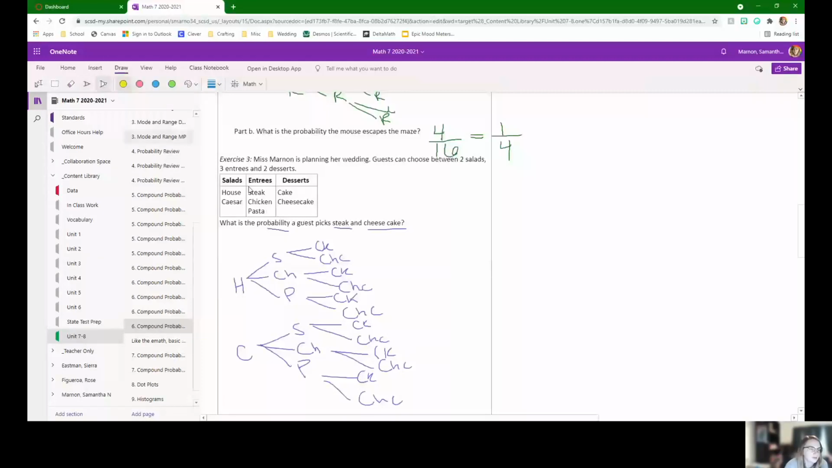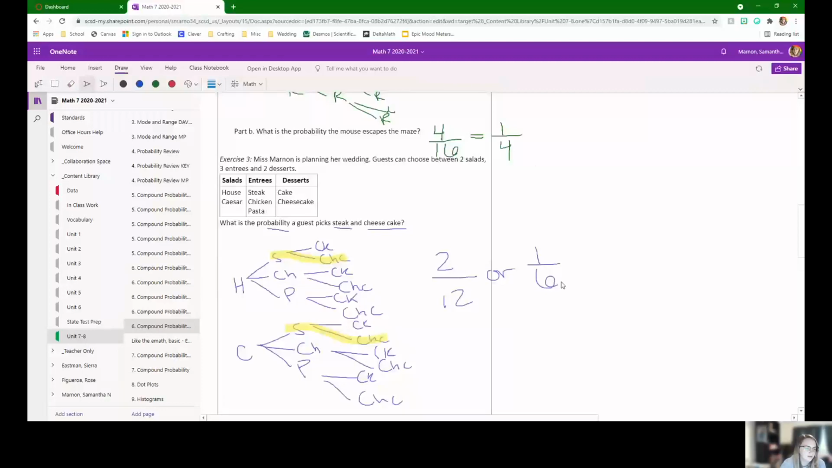So let's go through and find the ones. If they get steak and cheesecake, that's this option here, or steak and cheesecake. So there are two possibilities. They could get the house salad with steak and cheesecake, or they could get the Caesar salad with steak and cheesecake. So that is two possibilities out of 1, 2, 3, 4, 5, 6, 7, 8, 9, 10, 11, 12, so 2 out of 12, or we can simplify to 1 out of 6.